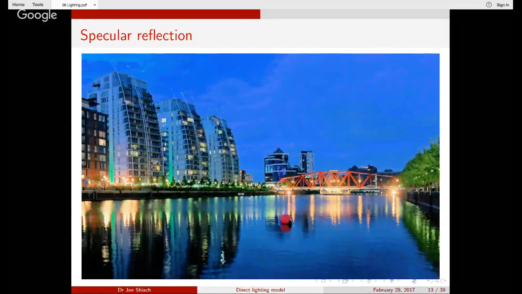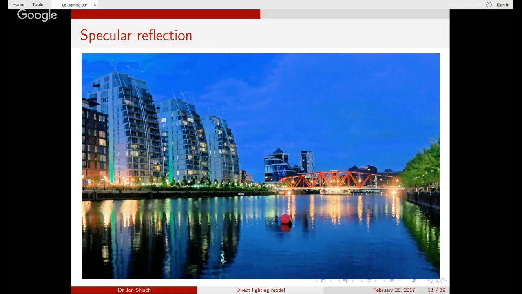Anybody know where that is? I nicked it off the internet just this morning. Don't recognise that? Yeah, Salford. Anybody been to Media City or Salford Quays? Yeah, that's Salford Quays. And the reason I nicked it is because I wanted a picture of some water.